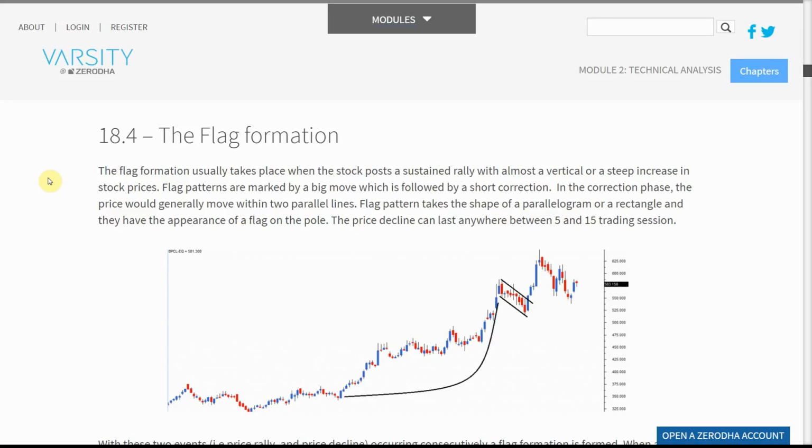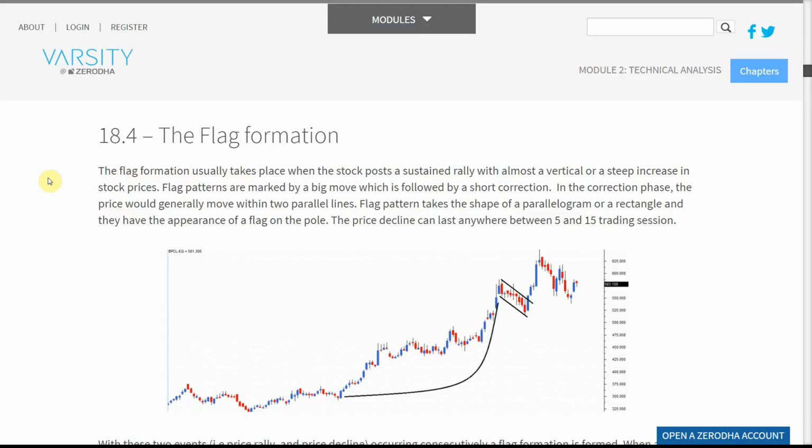With these 2 events, i.e. price rally and price decline, occurring consecutively, a flag formation is formed. When a flag forms, the stock invariably spurts back all of a sudden and continues to rally upwards. For a trader who has missed the opportunity to buy the stock, the flag formation offers a second chance to buy. However, the trader has to be quick in taking the position as the stock tends to move up all of a sudden. In the chart above, the sudden upward move is quite evident.